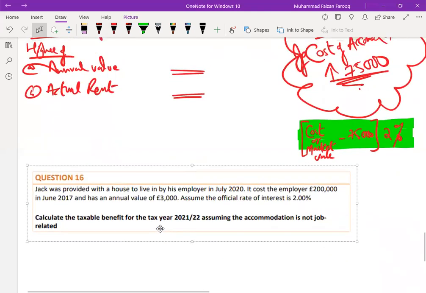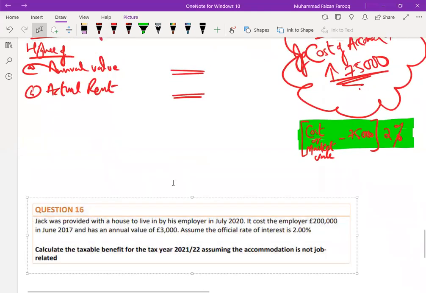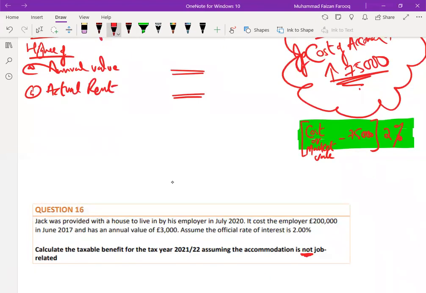How to do it? Just read question number 16, which is in front of your screen right now. Jack was provided with a house to live in by his employer in July 2020. It cost the employer £200,000 in June 2017 and has an annual value of £3,000. Assume the official rate of interest is 2%. Calculate the taxable benefit for the tax year, assuming the accommodation. Tell me, this is not job related, no? If it is job related, no need to do any working. We will just write 0 or exempt. Finished. No need to do any working. But here we have to.